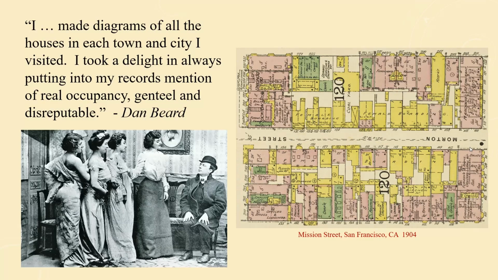Morton Street in San Francisco was a notorious red light district. And if you look at the buildings along each side of the street, you will see them identified as female boarding. Female boarding was code for a brothel on a Sanborn map. So if you run across that, you know.